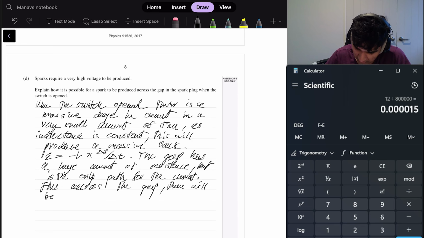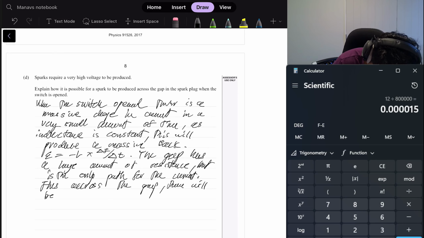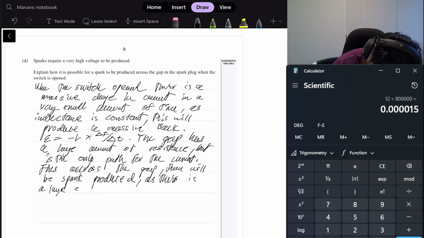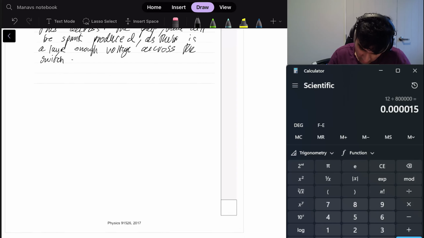Thus across the gap there will be a spark produced. This is because it's a large enough voltage across the switch. Okay, that's question 3.